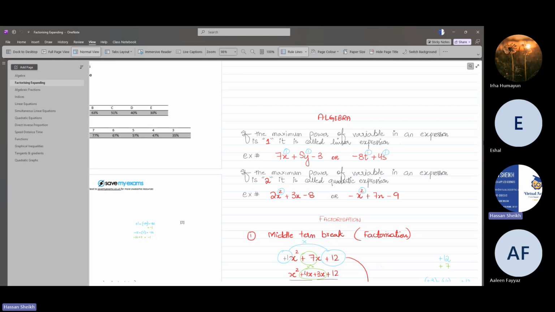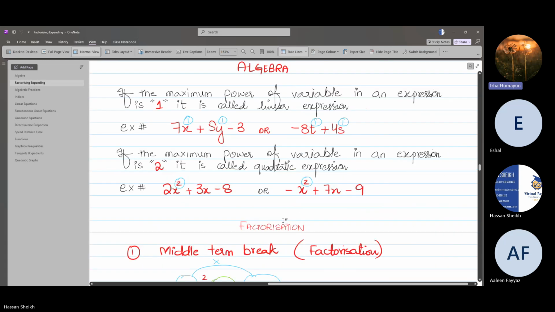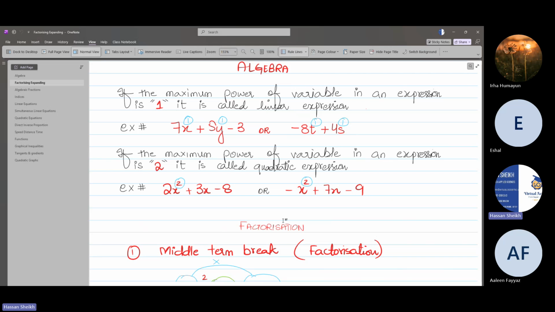What are coefficients? Yes, Irha, what are coefficients? It's a number with any variable. Exactly. A coefficient is the number that is multiplying with any variable. Okay, so constants are simple numbers, variables are alphabets, and coefficients are the numbers multiplying with the variable, and they are called coefficients because they increase the efficiency of the variable.